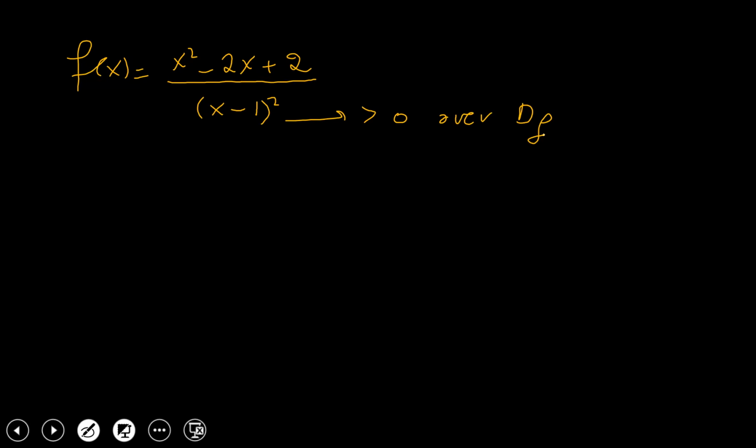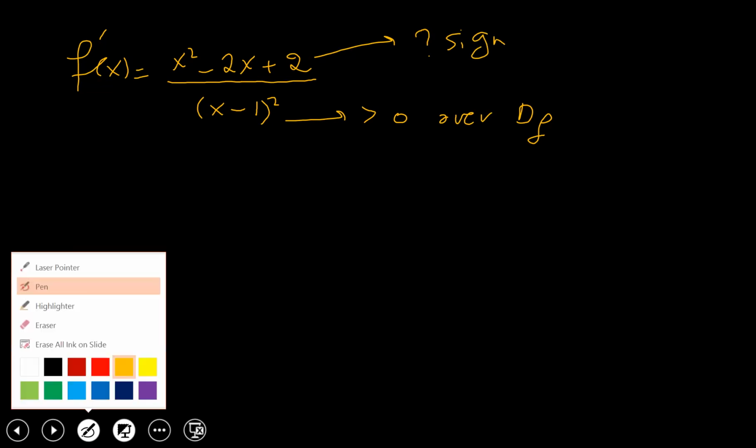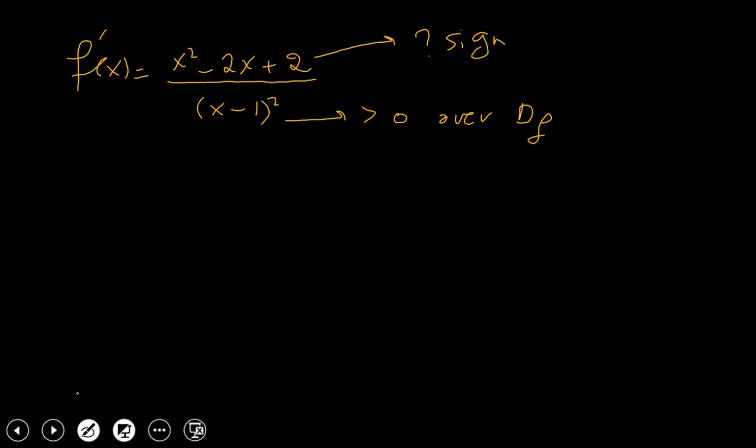So all we have to do to study the sign of f prime is to study the sign of its numerator. What is the sign of this numerator? And you know, to study the sign of this quadratic, we have to find the roots using delta or using the calculator or whatever. In fact, the roots do not exist here. There are no real roots, because delta is negative, or using the calculator, we have no roots for f prime. So how to set up the table of variations?